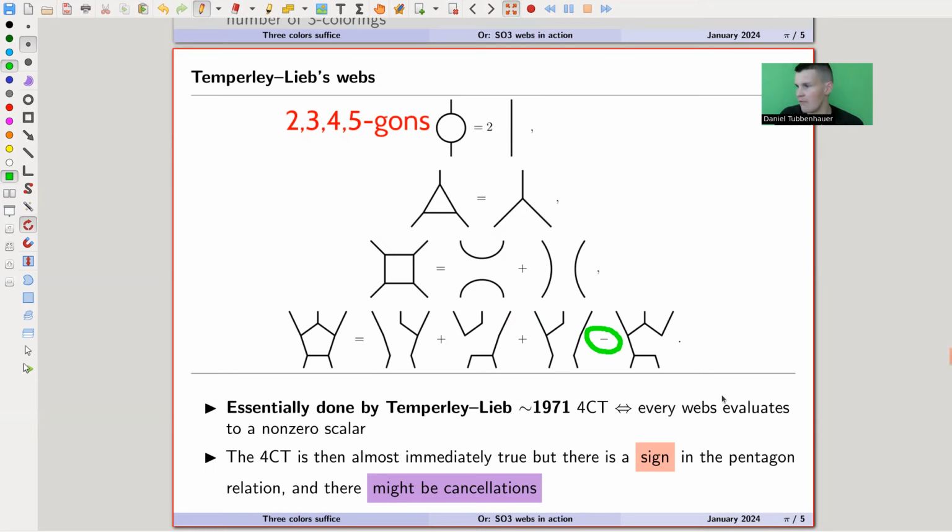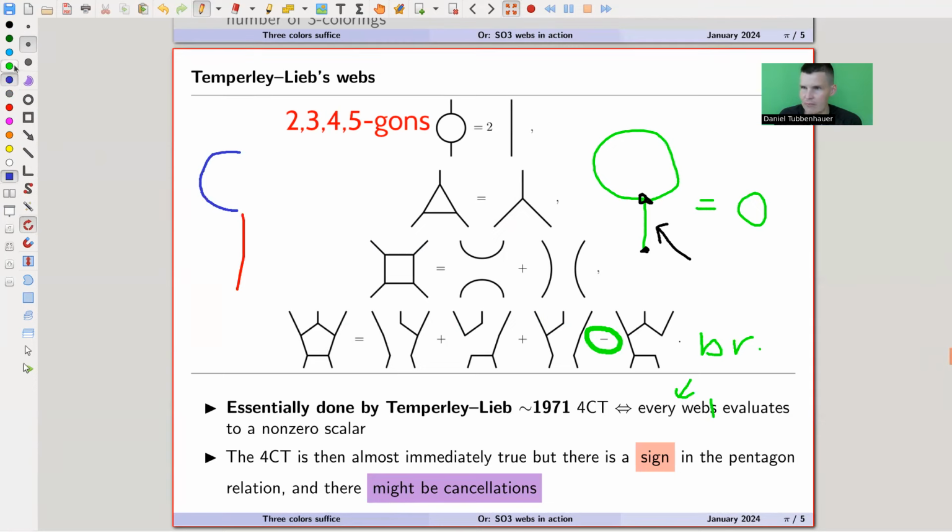Every web evaluates to a non-zero scalar, because that scalar is the number of 3-colorings. And I should write here something like every bridgeless web. Bridgeless, right? And bridgeless is exactly the condition that is captured by this identity. Because if you think about it, here and here, and this is the bridge. If I remove that edge in the middle, I get an unconnected graph, but I can't color the lollipop, because if I make this edge, let's say, red, and I want to make this edge blue, then I need to make this edge green, and I get a contradiction.